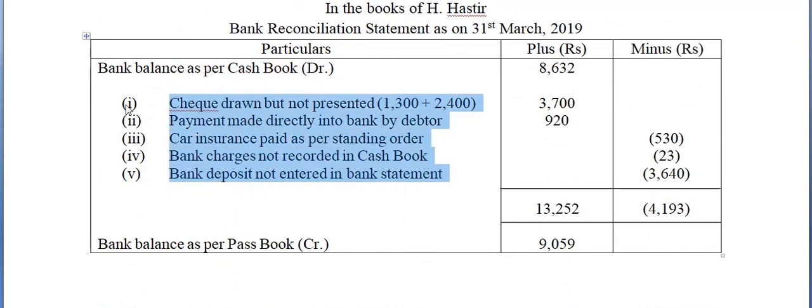Just write the items in serial order, as it is given in the question. If it is plus, you record it on the plus side. If it is minus, then you record it on the minus side. So it is a debit balance, which means it is a positive balance, so you are writing it on the plus side. Now let us read adjustment number 1. Checks issued to G Gupta for rupees 1,300 and A Apte for rupees 2,400 had not been presented for payment to the bank.